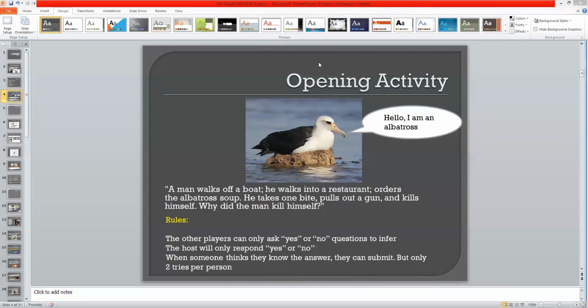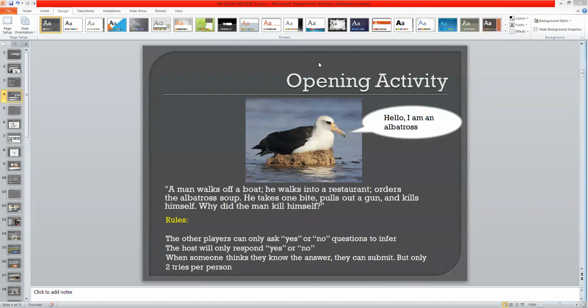So the riddle is, a man walks off a boat. He walks into a restaurant, orders the albatross soup. He takes one bite, pulls out a gun, and kills himself. Why did the man kill himself? And so for your groups, your entire task is to simply ask questions. Other players within the group are only allowed to ask yes or no questions to infer, and the host will only respond to yes or no questions.